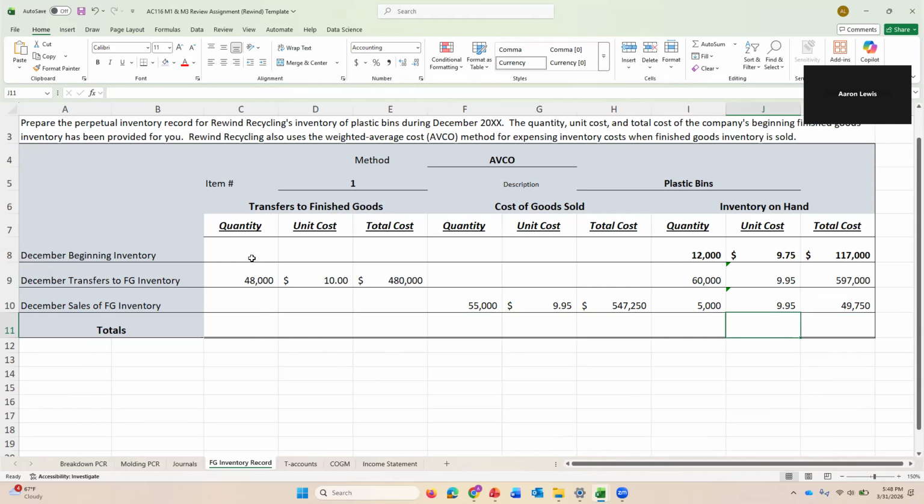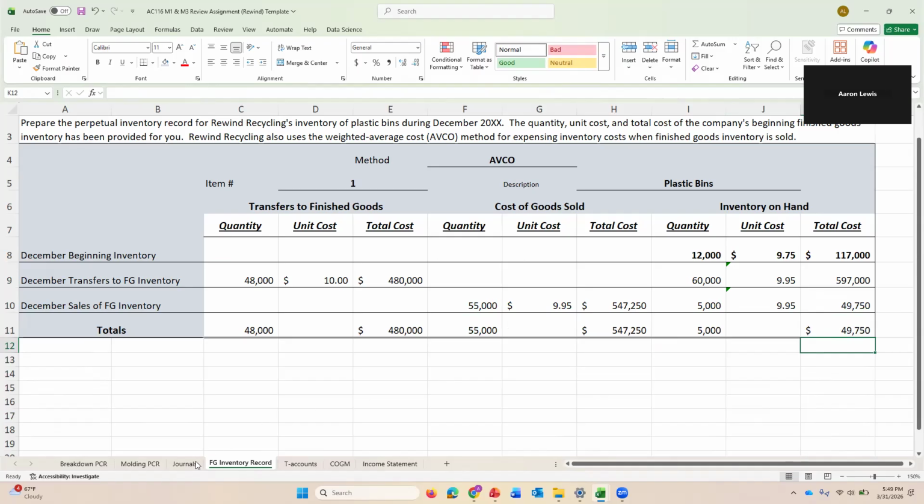For your totals row over here, it's just the total of what you had during the period for your quantity and your total cost for each section. It's real easy in this case because we have such a small inventory record. We had a total of 48,000 units that got transferred to FG inventory, and they cost us a total of $480,000. During the period, we sold a total of 55,000 units out of FG inventory, and we expensed them at $547,250. And at the end of the period, we have a total of 5,000 units left in ending finished goods inventory being carried at a total cost of $49,750.